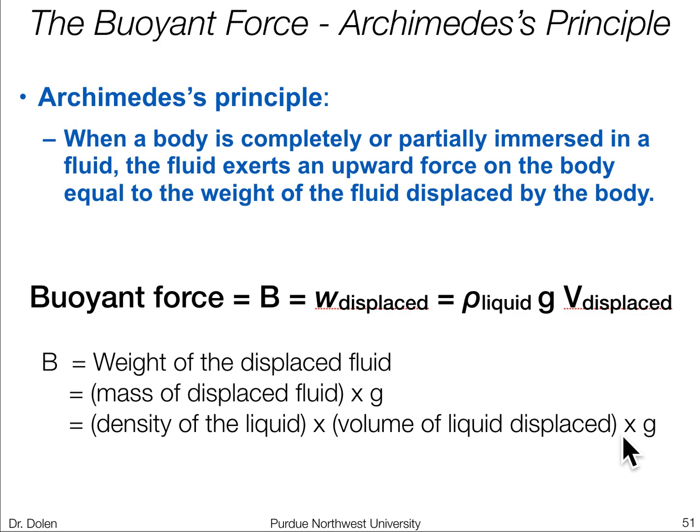Okay, and so the total buoyant force I find by multiplying the density of the liquid multiplied by the volume of the liquid that we've pushed out of the way times g. Right, this is how we're going to calculate the buoyant force. This is Archimedes' principle. And so on the equation sheet, you'll see something like this. The buoyant force is equal to the density of the liquid times g times the volume that was displaced.